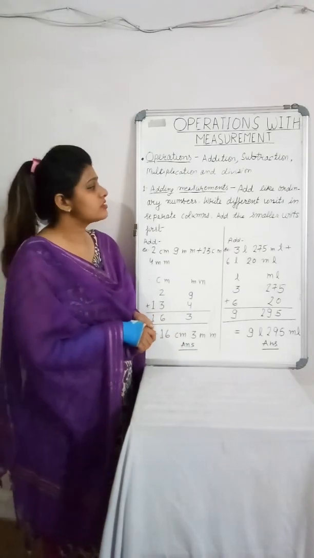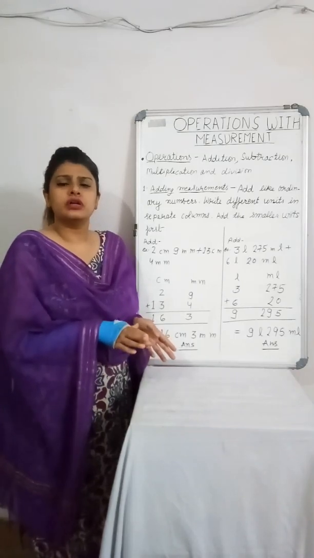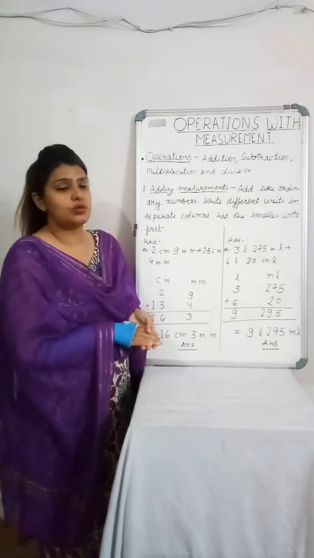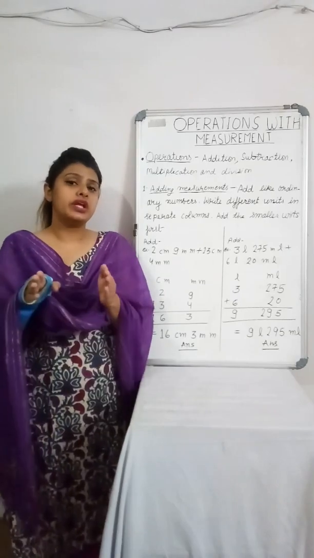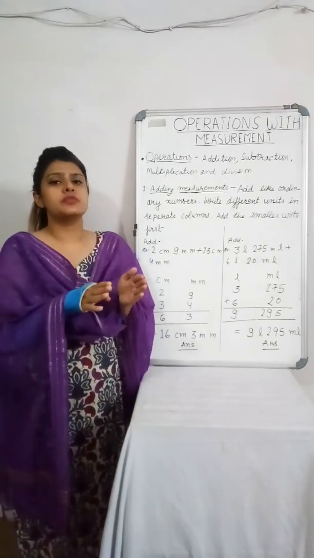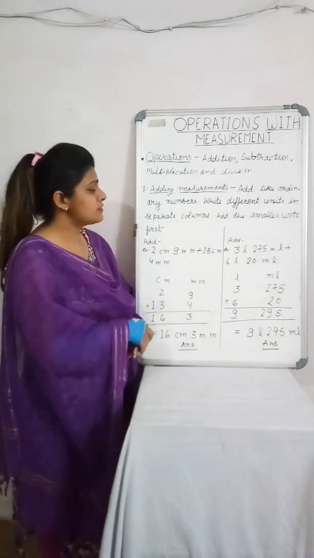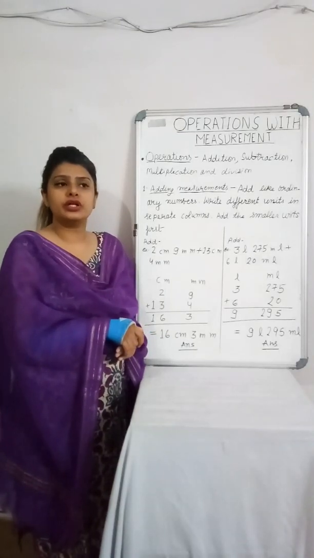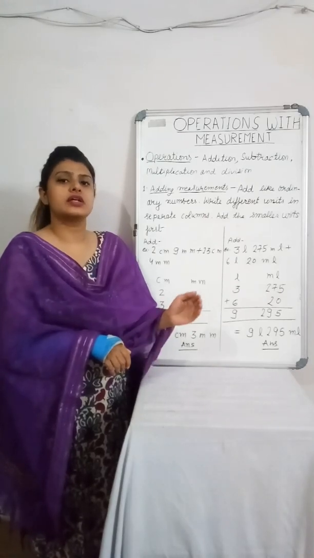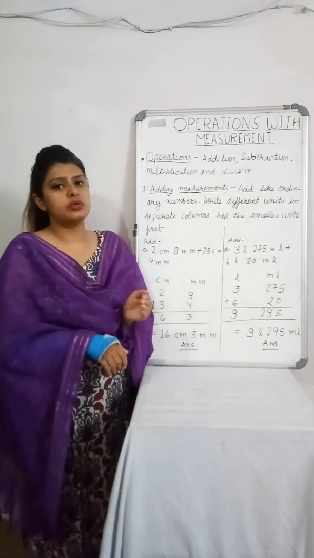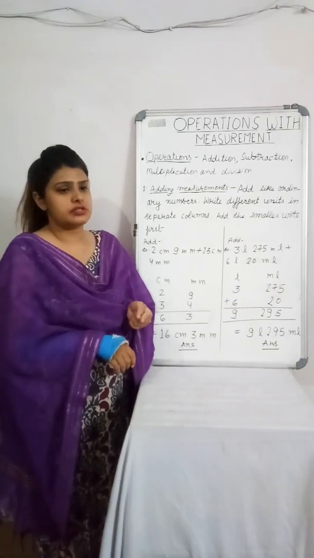How can we add measurements? Add like ordinary numbers. As we add a number, we will add the same in measurements also. Write different units in separate columns. This means that meters should be kept with meters, centimeters with centimeters, liters with liters. Add the smaller units first. If we are given a unit meter and a unit centimeter, first we will add or subtract the centimeters, then we will come to meters. This means smaller units first and then the greater units.